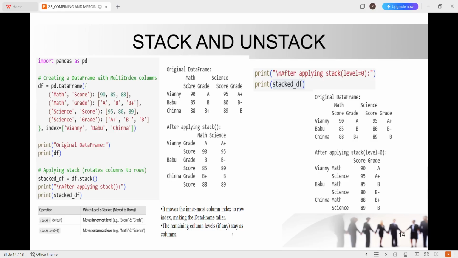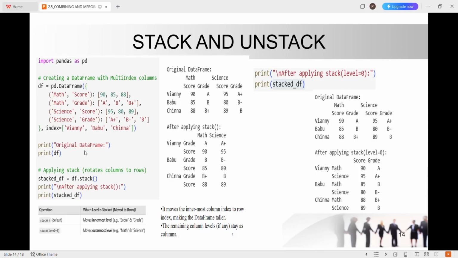Now the score and grade, which were specified in the first row, are made as a column, and they come one by one. For Vinay, what is the grade and score? Similarly for the second person and the third person. Thus what was specified in the columns has been converted to rows. So the stack command moves the innermost column index to the row index, which makes the data frame taller.